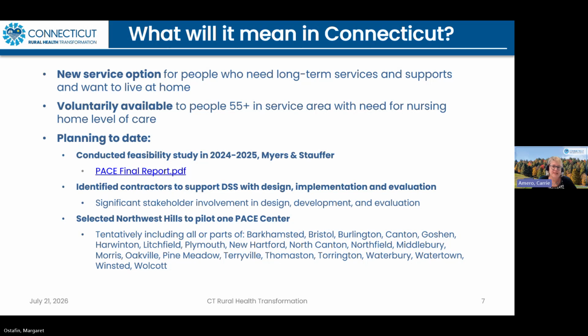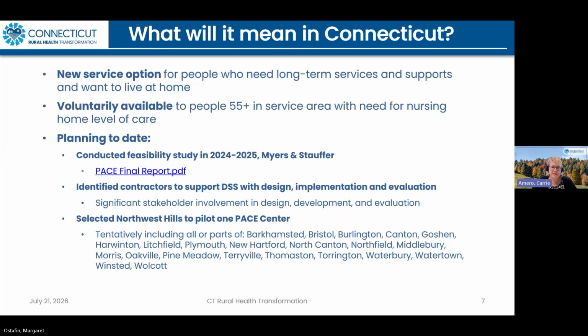So the planning to date: the state conducted a feasibility study in 2024 and 2025, which Myers and Stauffer conducted, and that final report is available online if you haven't had a chance to look at it. That identified certain areas of the state where PACE could work well, and there was a lot of discussion about the pros and cons, but it really found overall that PACE would be feasible in Connecticut in several different areas. What we've been doing since then is talking to stakeholders, thinking about design, development, and how it would be evaluated.